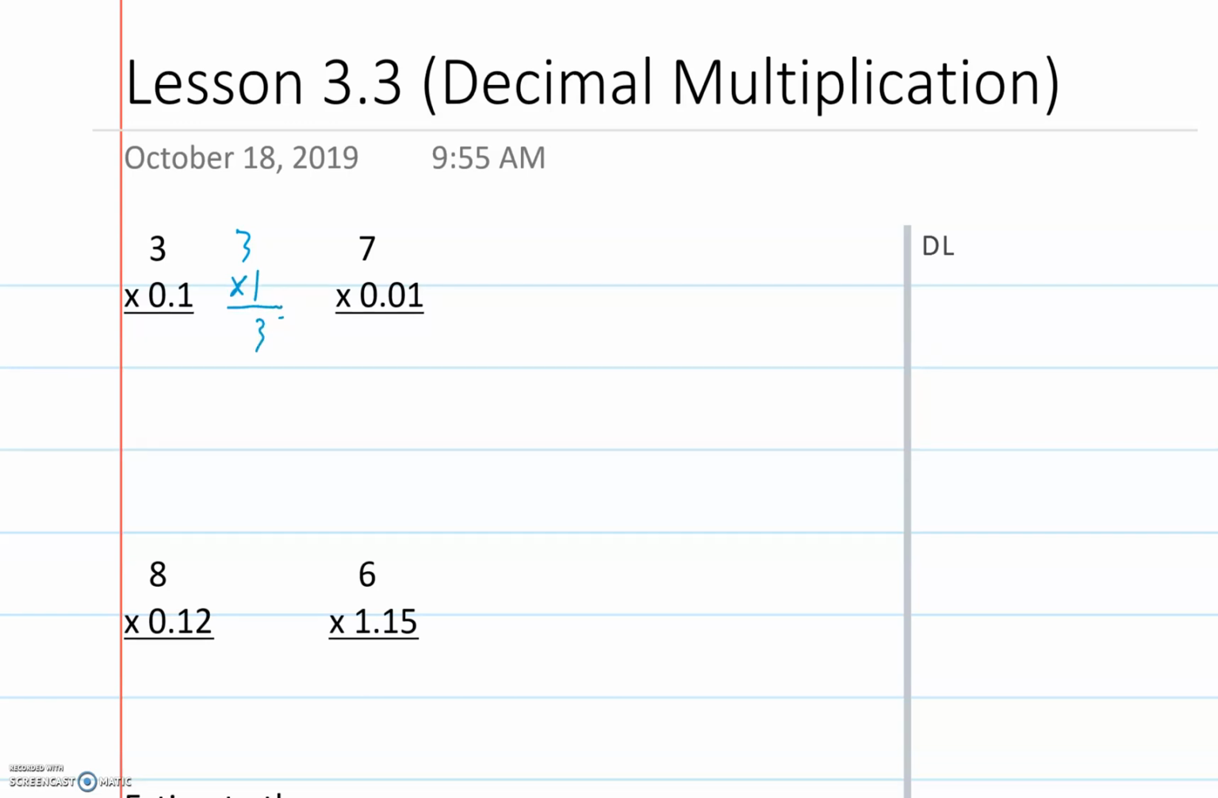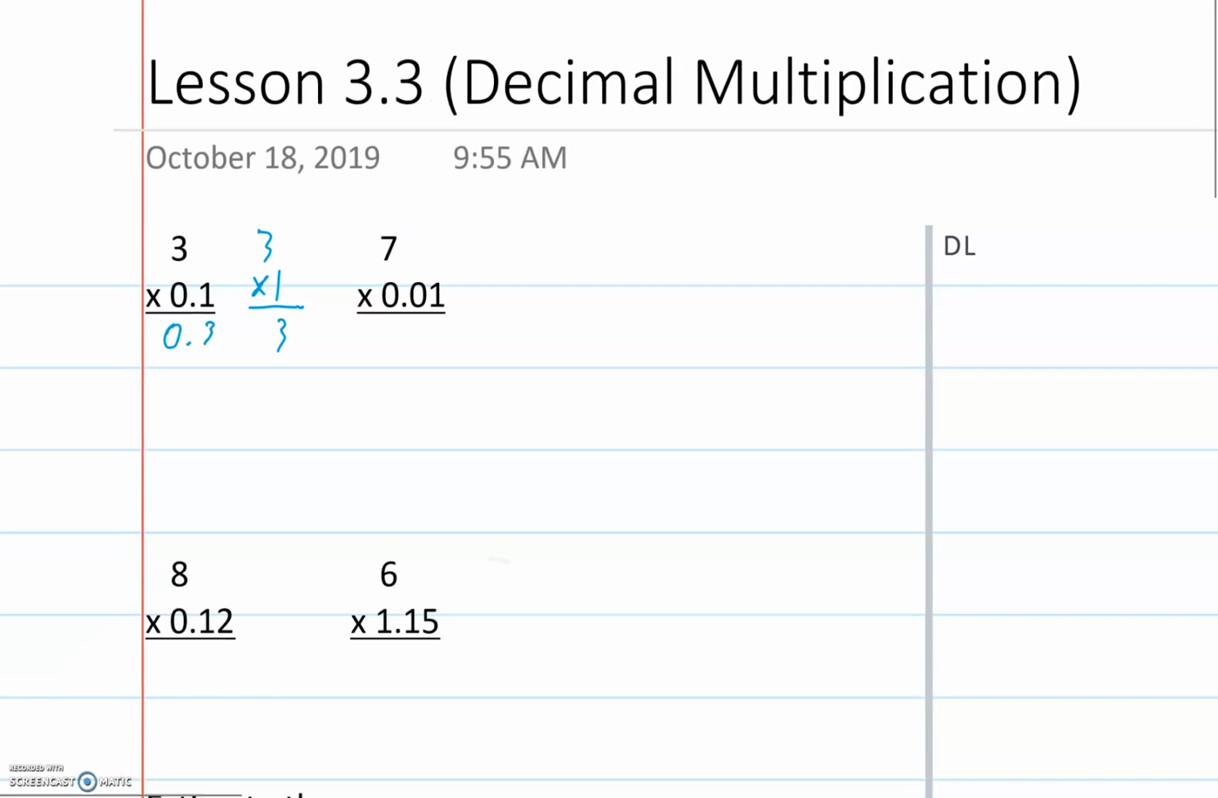3 times 1 is just going to be 3. That's not a problem. But if we have 0.1, something's going to change. And this is what makes decimals interesting when we're multiplying. It actually will make our numbers smaller. So normally in multiplication, everything gets bigger. When we're multiplying by decimals, it gets smaller. So in this case, 3 times 0.1 is going to be 0.3.